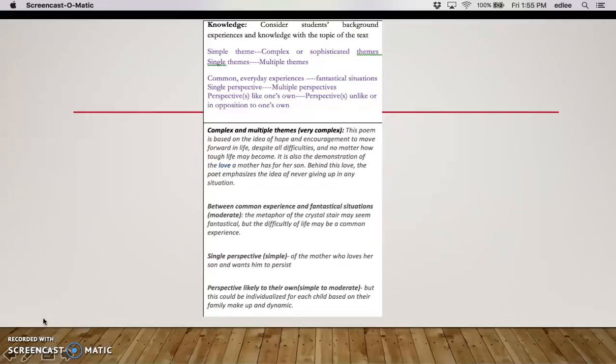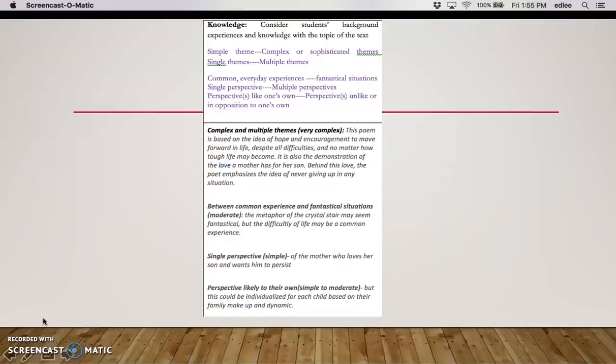The poem is based on the idea of hope and encouragement to move forward in life, despite all difficulties and no matter how tough life may become. It is also a demonstration of another theme of love that a mother has for her son. Behind this love, the poet emphasizes the idea of never giving up in any situation. You can see that this is a deeper theme, a more complex theme, and that there isn't just one theme that the poet is trying to highlight. Therefore, we'd say it's very complex in this area.